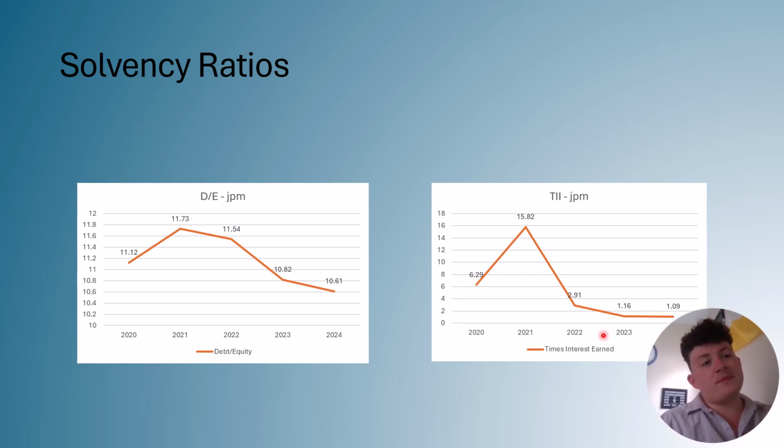And over here, times interest earned, which represents how many times a company could cover its current interest expenses with the assets and cash flows they have.